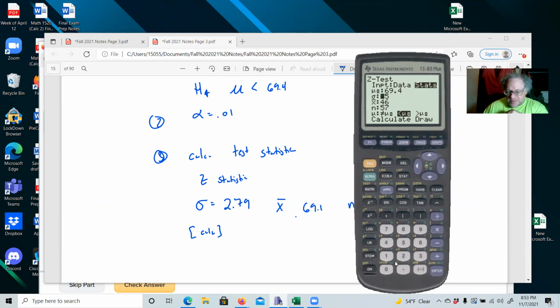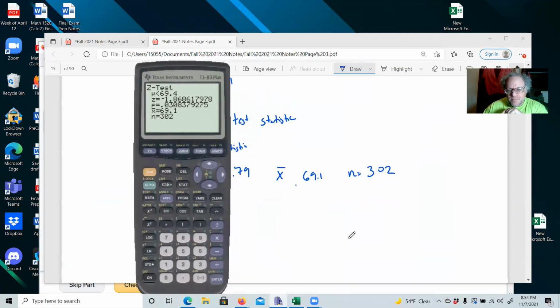Okay, our standard deviation was 2.79. Our X bar was 69.1. Okay. How many people do we have in the study? We had 302 people in our study. And again, they want to know about less than, so that's the appropriate piece. And then calculate.